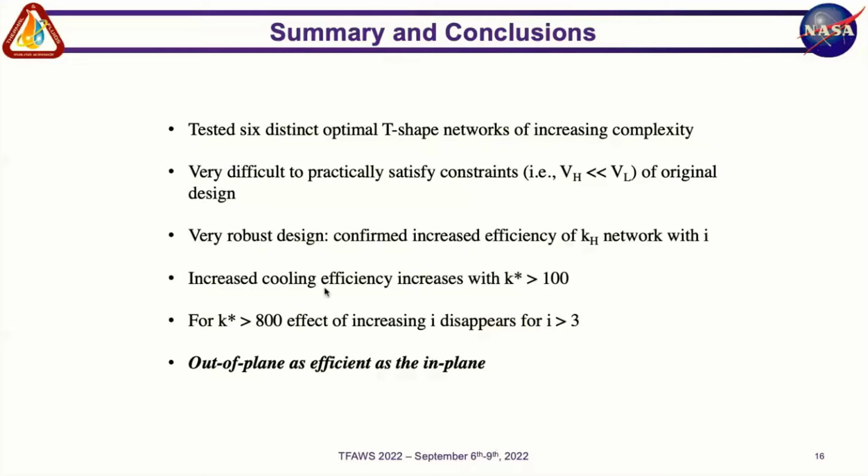We also observed that there is an increased cooling efficiency as the thermal conductivity ratio goes beyond 100, and for 800 or higher, this effect tends to disappear after your structure reaches a complexity level of 3. So it doesn't pay off to go to much higher complexity, because you won't gain much in terms of reducing the maximum temperature of your system. And the final conclusion, which is very important for us, is that if you just put your network on top of your heat generating volume, the system works as well as if you put it embedded. And that shows that the out-of-plane design option is as efficient as the in-plane option.